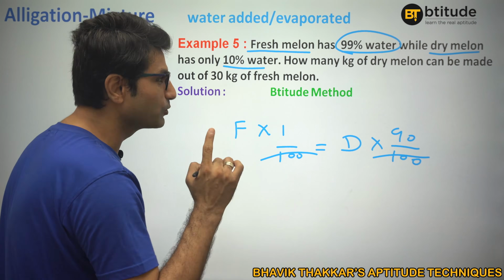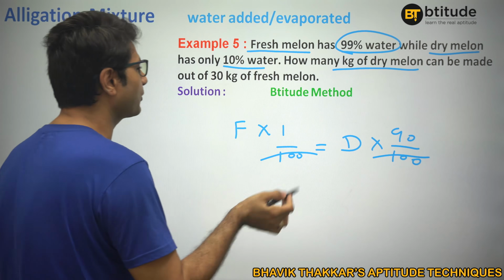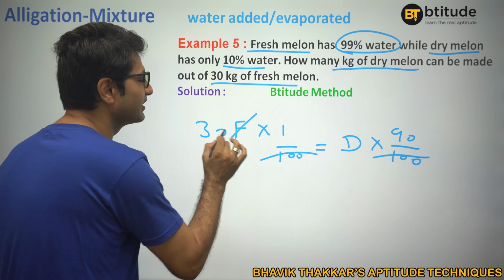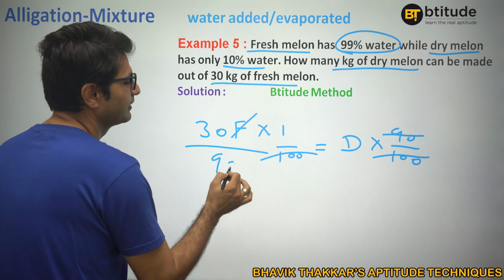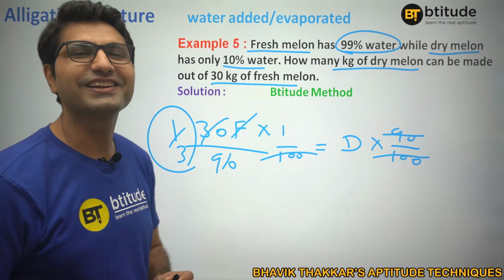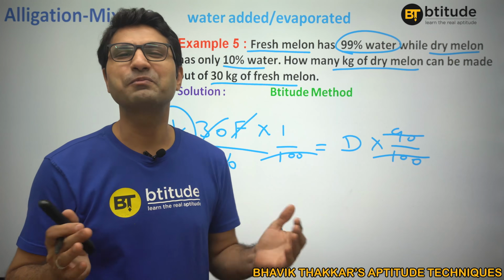And now we are asked how many kg of dry melon is possible out of 30 kg of fresh melon. So we know this fresh melon is 30. Then how much is dry melon? This 90 goes this side. 30 by 90 is nothing but 1 by 3 kg. 1 by 3 kg is 333.33 gram. So if the option is in gram, 333.33 gram.